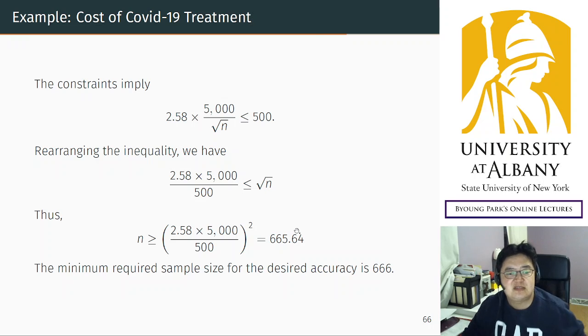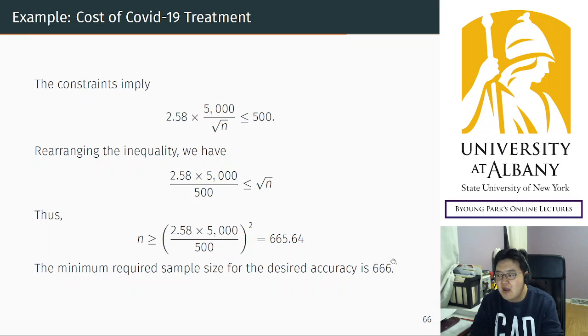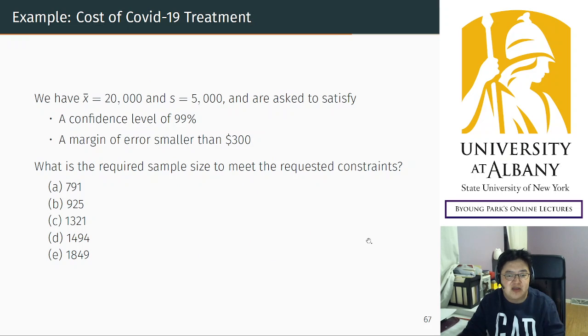It is 665.64. But the sample size cannot be a fraction, so it should be an integer. So the minimum natural number that satisfies this inequality is 666. So that is the minimum required sample size for the desired accuracy. So the insurance company has to spend more money on collecting this much data. This is how we design a survey or design an experiment.